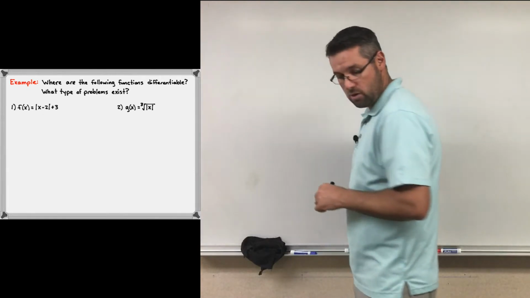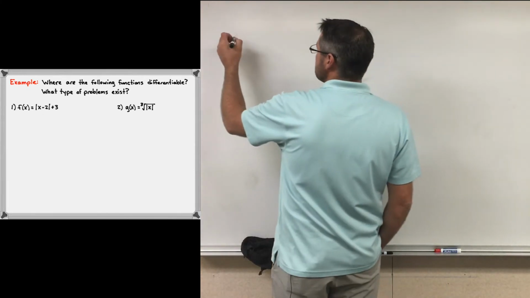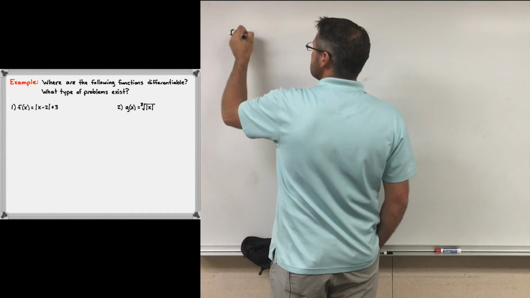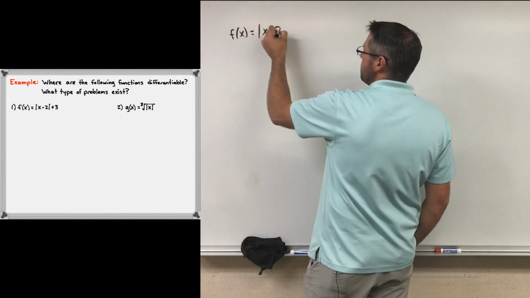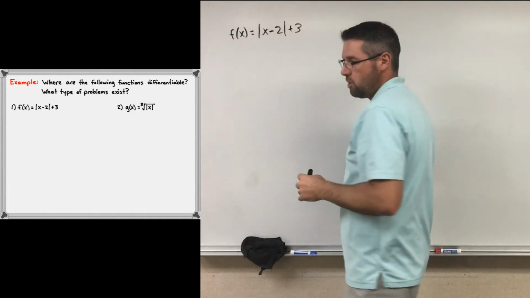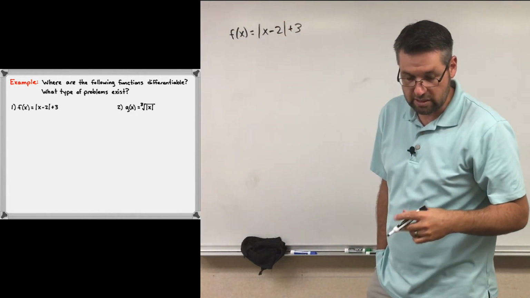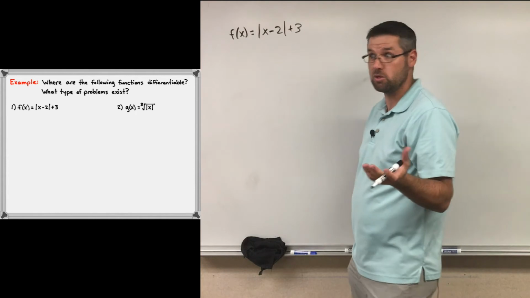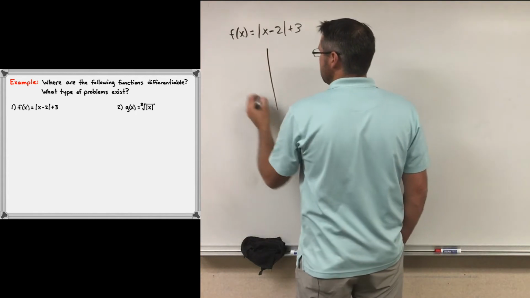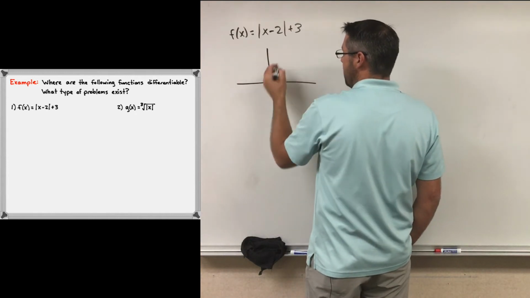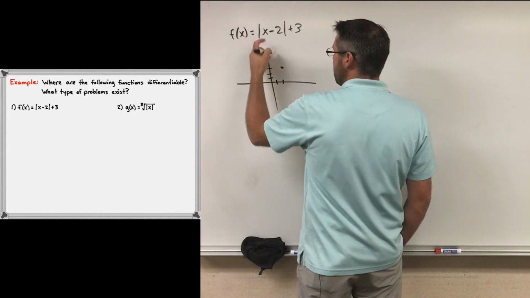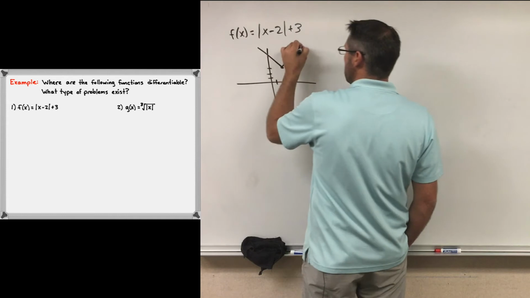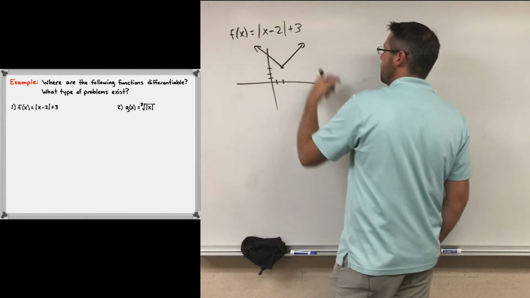Okay, so for the first example, we have f of x equals absolute value of x minus 2 plus 3, and we want to know where this function is differentiable, which implies that we want to know where it's not differentiable. This is absolute value, so you should know how this graphs. We have a shift to the right 2 and up 3, and we have an a value of 1, so it's just the standard slope of -1 going in and 1 going out.